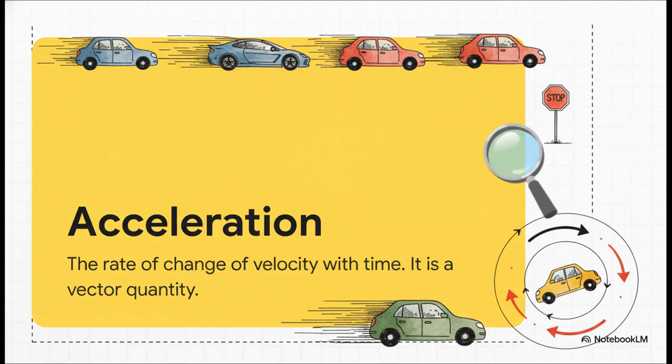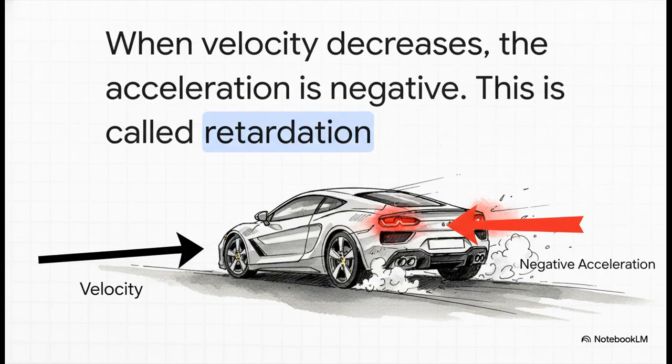This is so important. It means you are accelerating if you speed up, you're accelerating if you slow down, and you're accelerating if you just change your direction. That car going in a circle at a constant speed, yep, it's accelerating the whole time because its velocity is always changing.